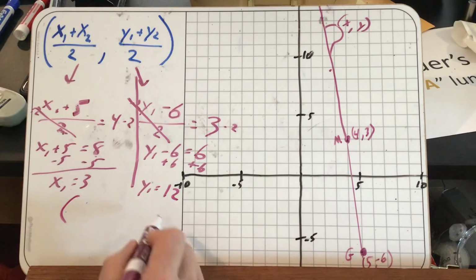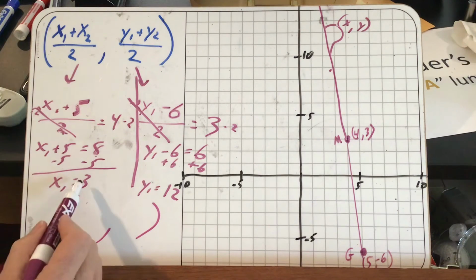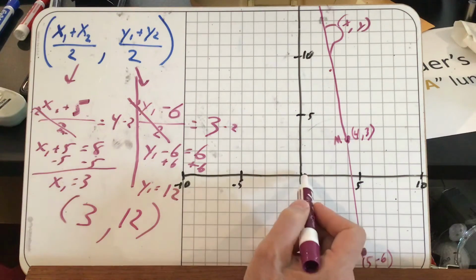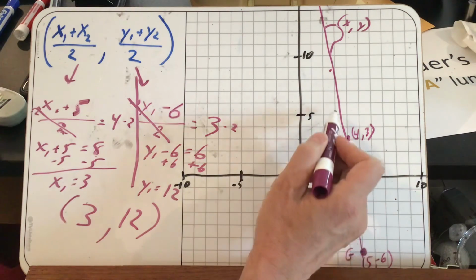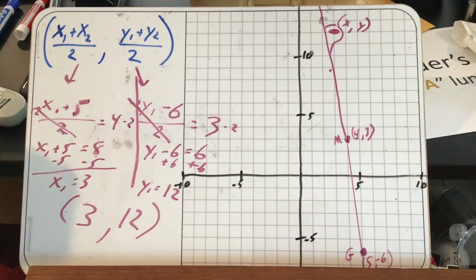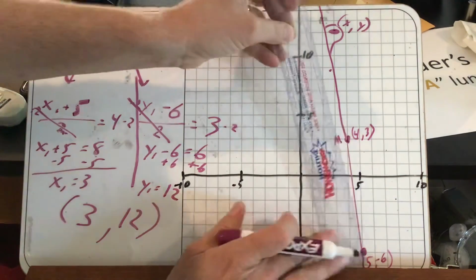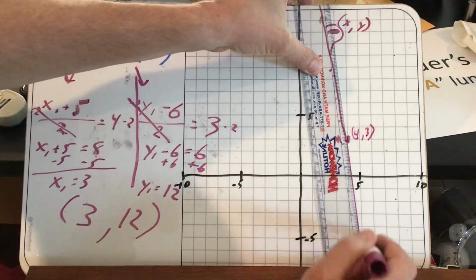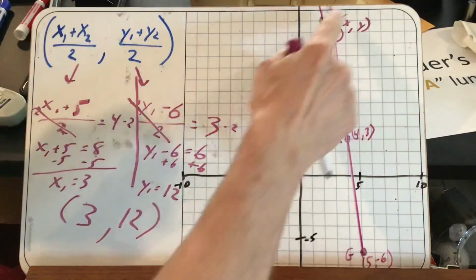So this is your other endpoint. The x value is 3, the y value is 12. So 1, 2, 3, and 1, 5, 10, 12. Right there is your endpoint. So your line, we'll see if it lines up very nicely. Goes right up through there. So that is your line segment.